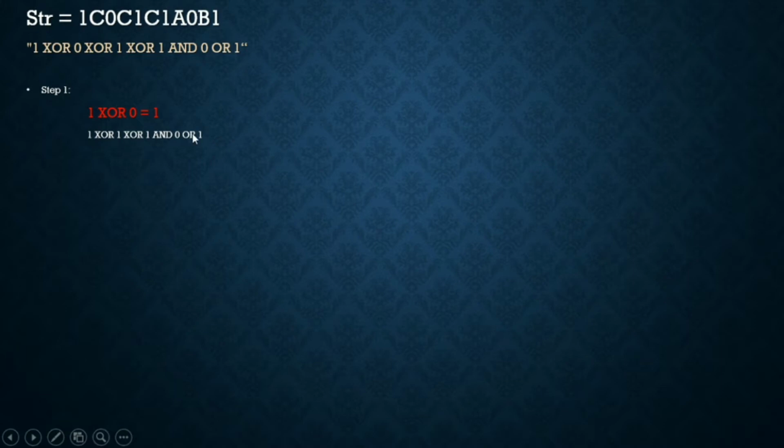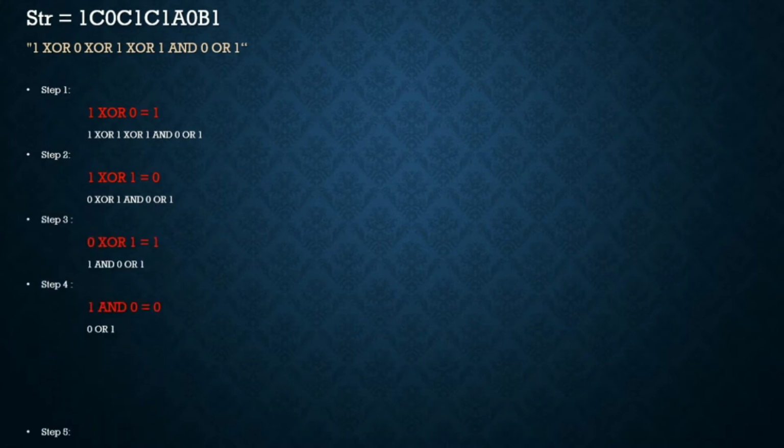Now the string looks like this, and in the second step you need to perform 1 XOR 1. The value is 0, so I replace this 1 XOR 1 with 0. Finally the expression will look like 0 XOR 1 AND 0 OR 1. If I continue these steps for another 3 to 4 times, I will be left with 0 OR 1. This is the final operation we need to do. 0 OR 1 gives 1. Finally I need to print this 1 as the output, so the output here is 1.